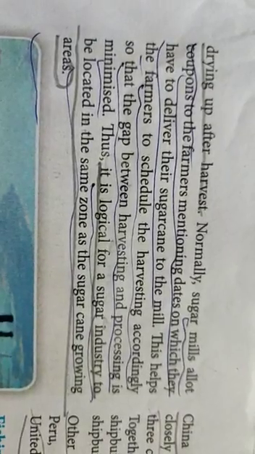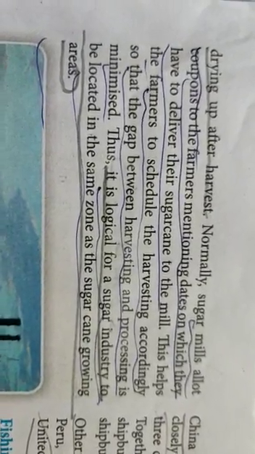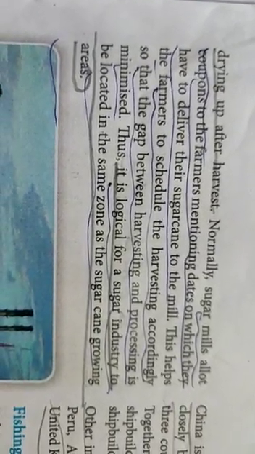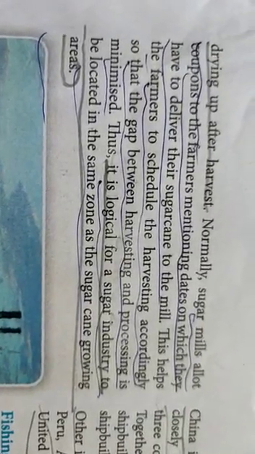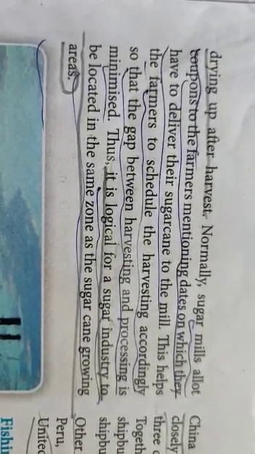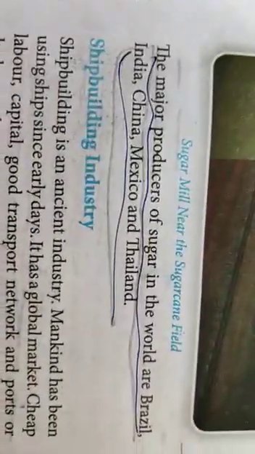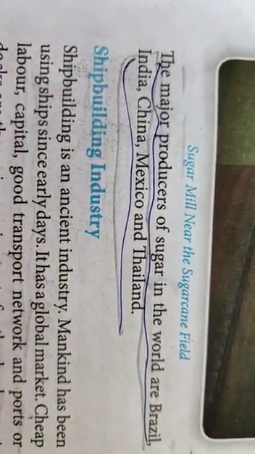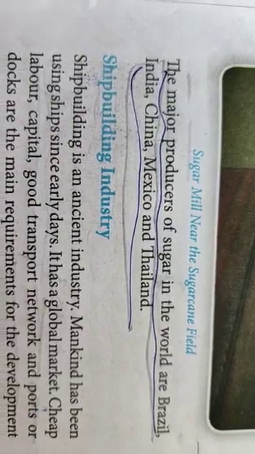The farmers just have to make sure that their produce is quickly transported to the sugar mill so that the sugarcane does not dry up. The major producers of sugar in the world are Brazil, India, China, Mexico, and Thailand.